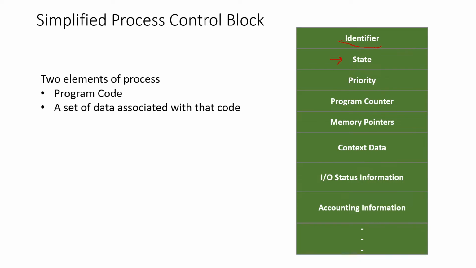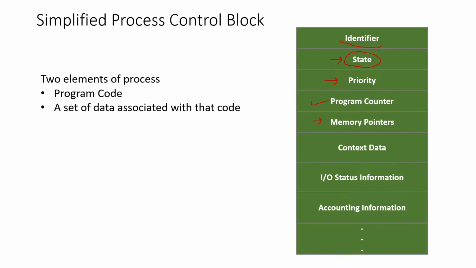Next is state. If the process is in execution, it is in a running state. So with the help of this, we will come to know the state of the process. Next is priority. Here the priority level of each process is stored, priority with respect to other processes. Next is program counter. The address of the next instruction in the program to be executed is stored in the program counter.